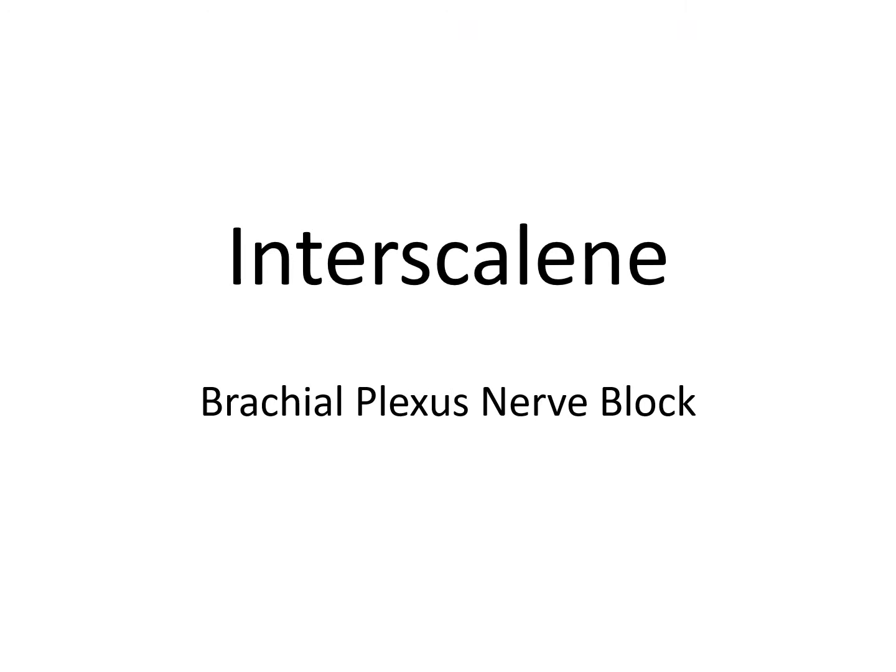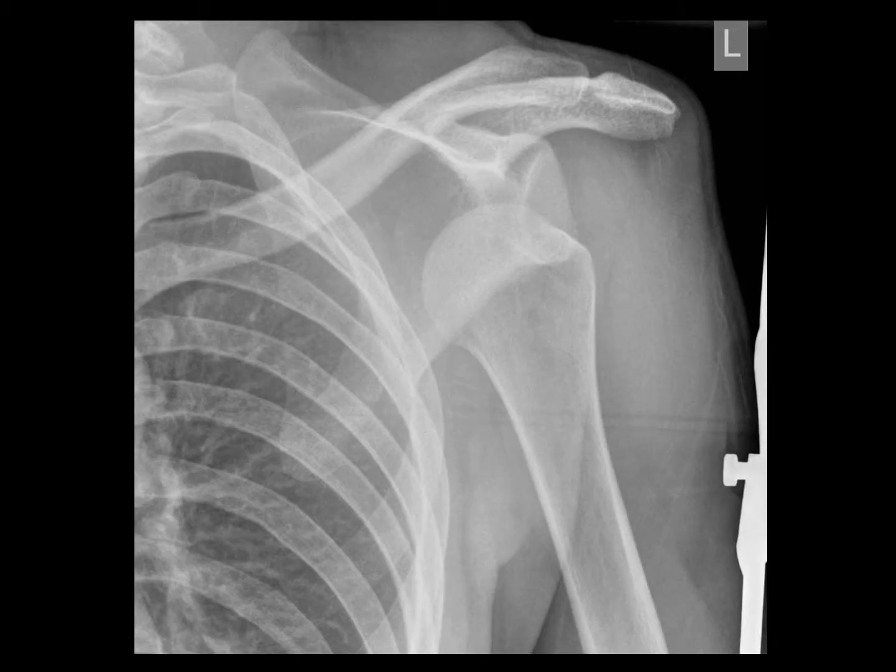We will discuss three different techniques for the brachial plexus nerve block. The first that we will cover is the interscalene brachial plexus nerve block. The interscalene block is ideal for shoulder pathology like the shoulder dislocation seen here in this X-ray.